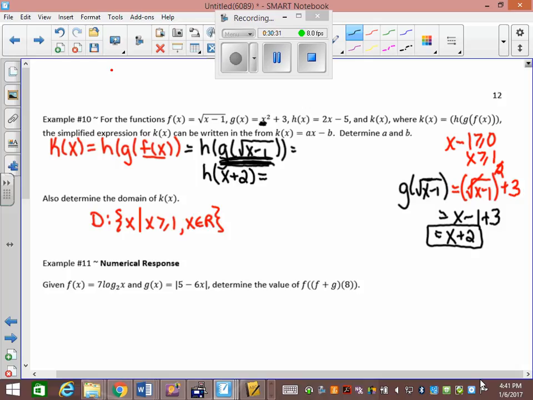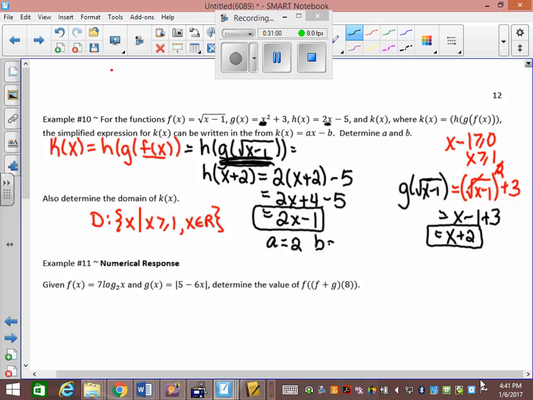So now I have h of x plus 2. Now I'm going to fill x plus 2 in for this little x in h over here. So it's going to be 2 times x plus 2 minus 5, which is 2x plus 4 minus 5, which is 2x minus 1. The catch is that that whole line doesn't exist. Remember, it only starts when x equals 1. So a is 2 and b is 1.